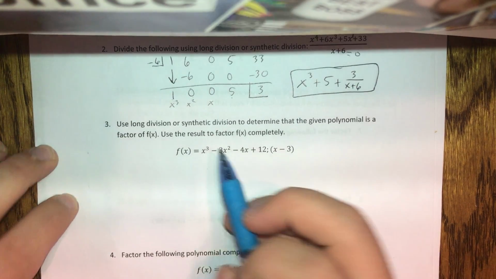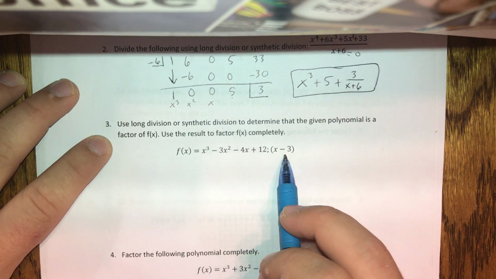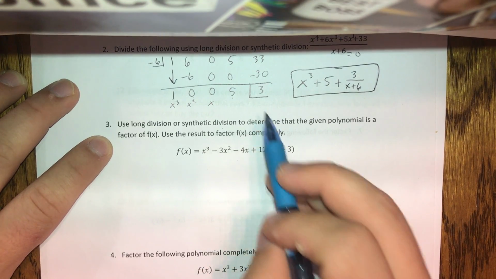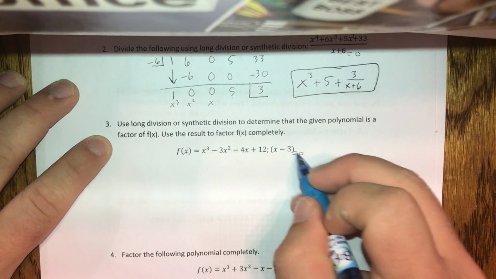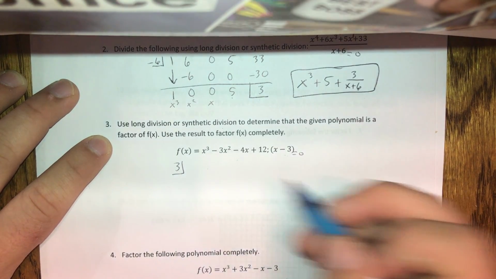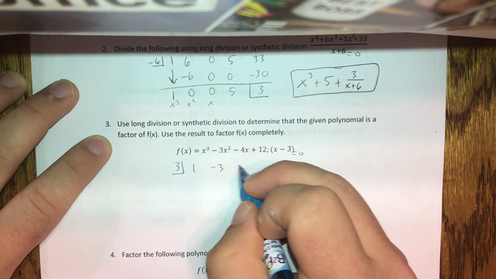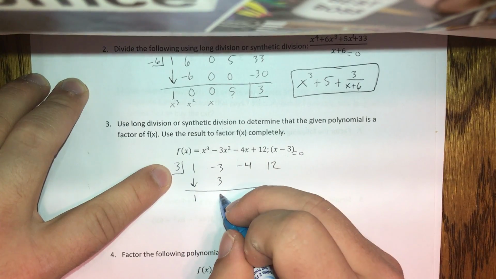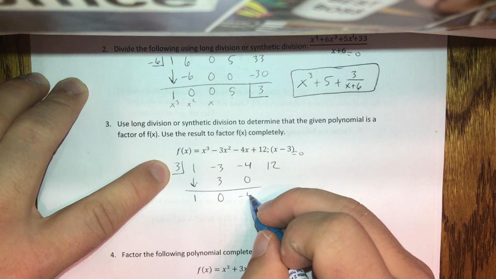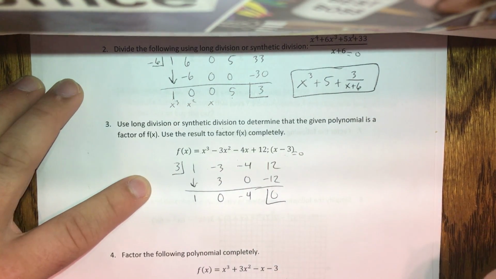Number 3, it says to use long division or synthetic division to determine that this is a factor of this. If it's a factor, the remainder will be 0, no remainder. So on this one, x equals 3. I'll put in the box. No terms are missing, so we're going to have 1, negative 3, negative 4, 12. Drop down that 1 and multiply. And so this one doesn't have a remainder, it's good.